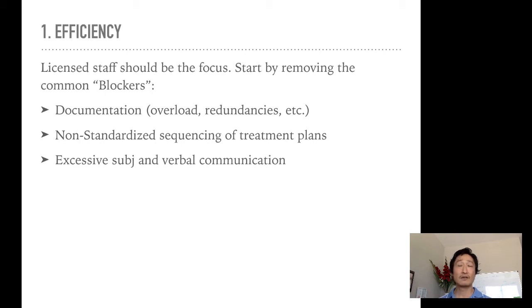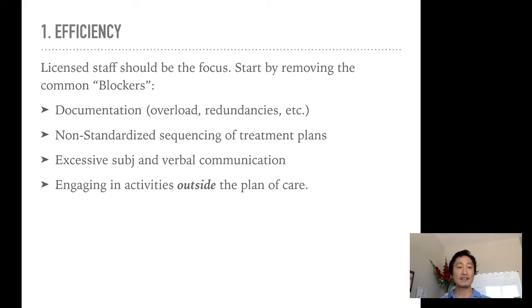Excessive subjective and verbal communication, too much talking. It's great to talk with the patient. I'm not saying for you not to, but I'm talking about verbalizing, doing the subjectives a little bit too long, talking a little bit too much. Let your ancillary staff do most of the personal talking. You should be focused on achieving the goal at hand.